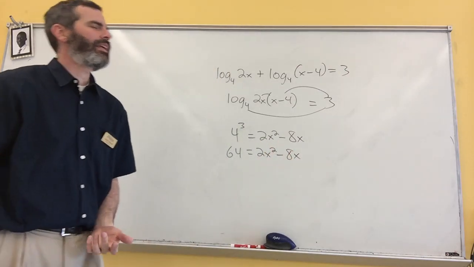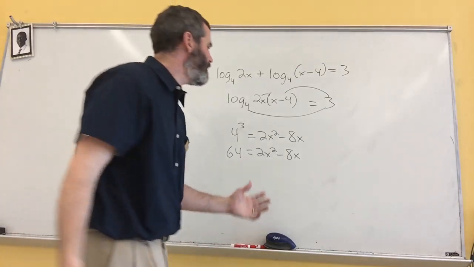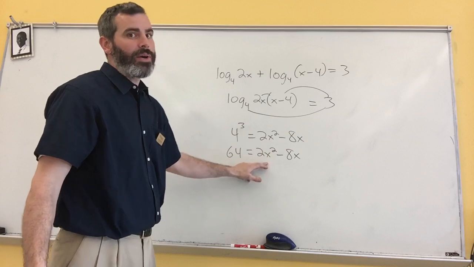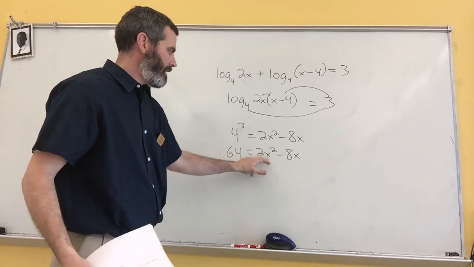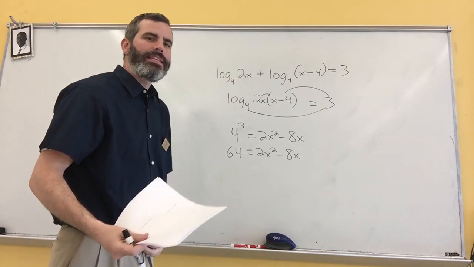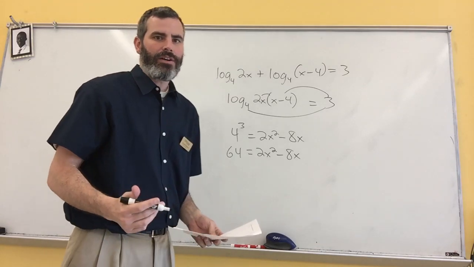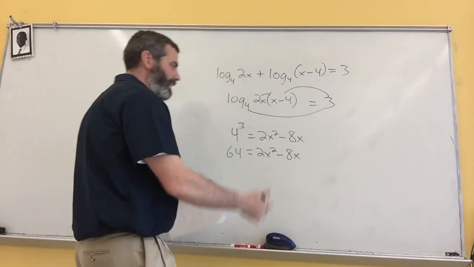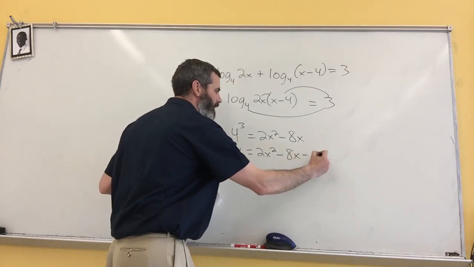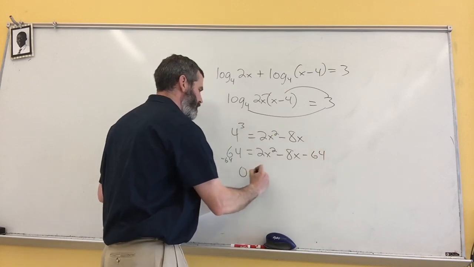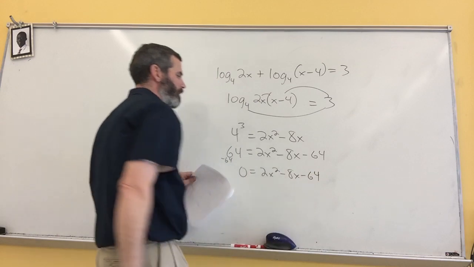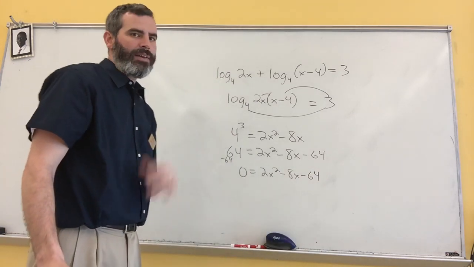And so now, again, I've been begging you guys all year to get this. We see a quadratic equation. You need to recognize it's a quadratic: x squared, an x term, and a constant. So you need to be thinking, I'm going to have to factor to solve this. In order to factor, I've got to set it equal to 0. So I'm going to subtract 64 from both sides, and I get 0 equals 2x squared minus 8x minus 64.